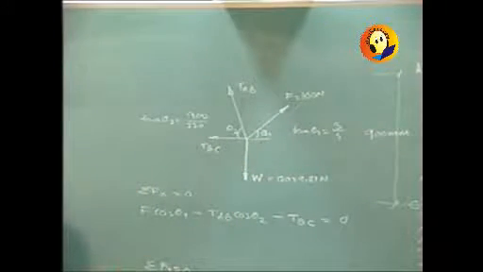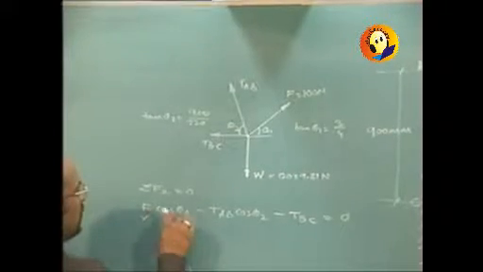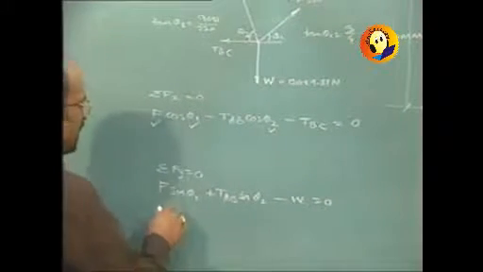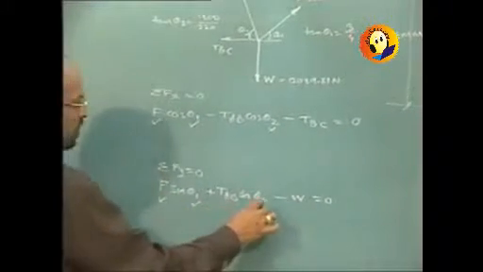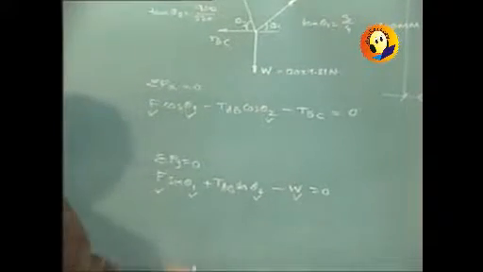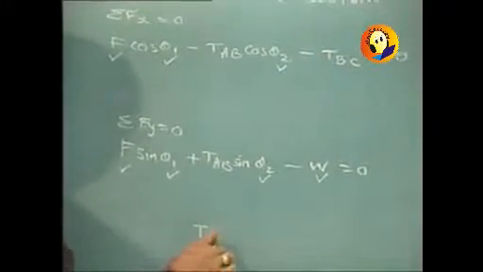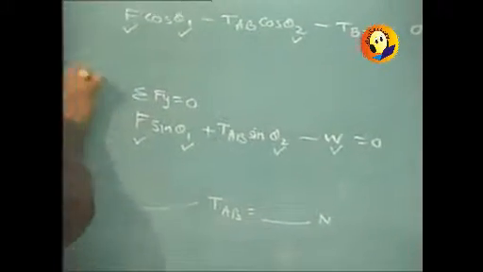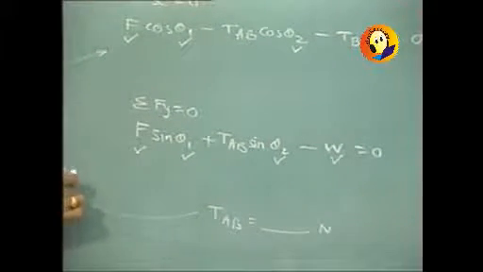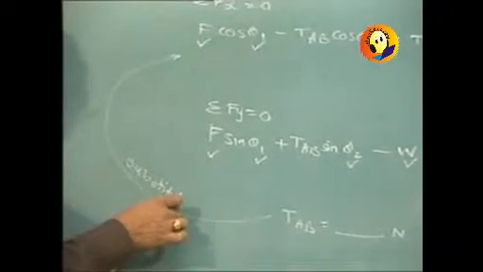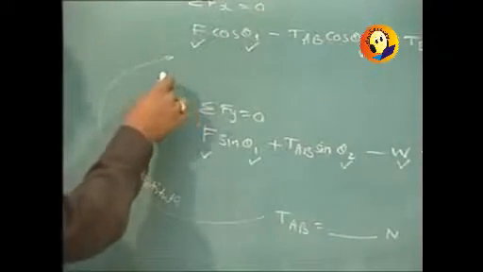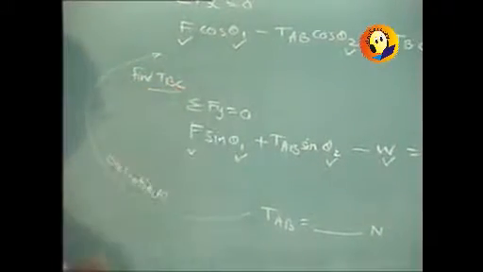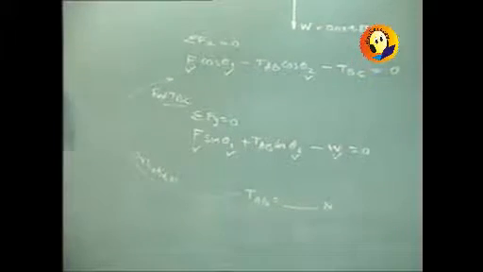Now out of all this data, F is given to us, theta 1 is known, theta 2 is known, and in the second equation F, theta 1, theta 2 and W are known. So using the second equation we can find out TAB, which can be substituted in the first equation and then find TBC, and the solution can be obtained.